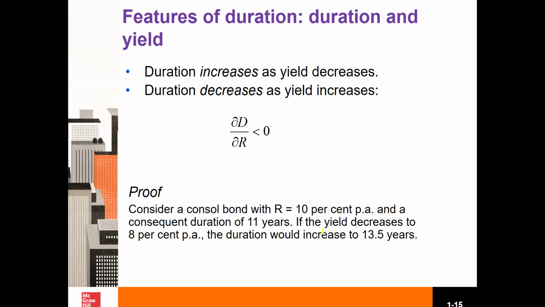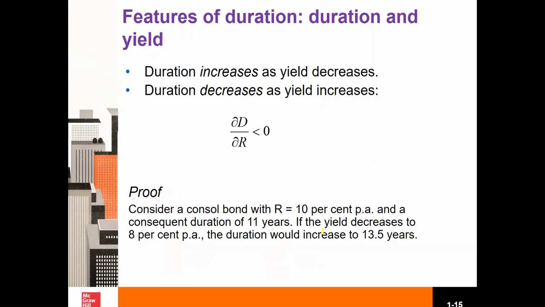The second feature is duration and yield. Now, what do we mean by yield? Yield means the discount rate that we use to discount the cash flows to find duration. There is an inverse relationship between duration and yield. As yield increases, duration decreases. As yield decreases, duration increases. Now you can understand mathematically the use of the yield. You can remember the discount rate we use to discount cash flows, and those cash flows were multiplied by the timing, and finally we calculate duration.